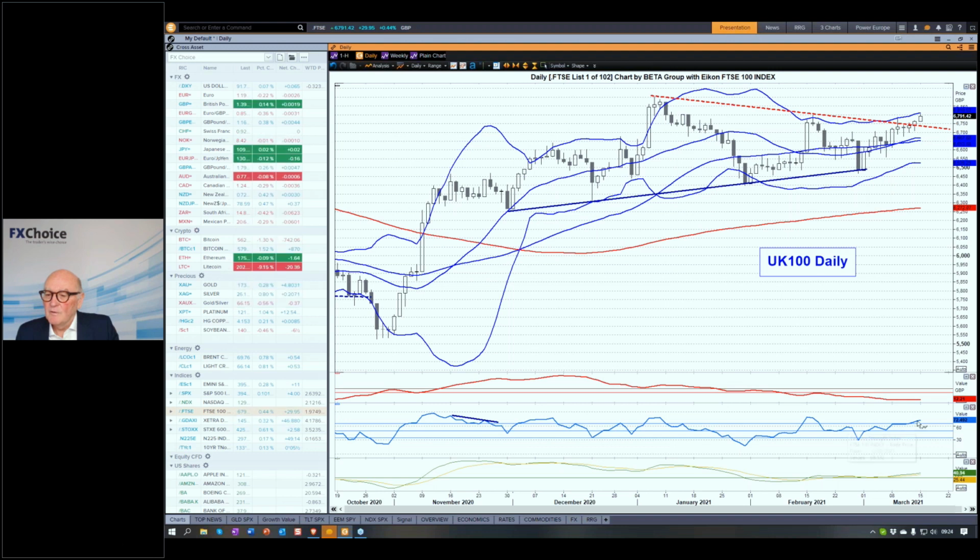The RSI is pointing upwards. I know it's a high reading, but it's going up, not down, so it's gaining momentum. The MACD is positive here now.